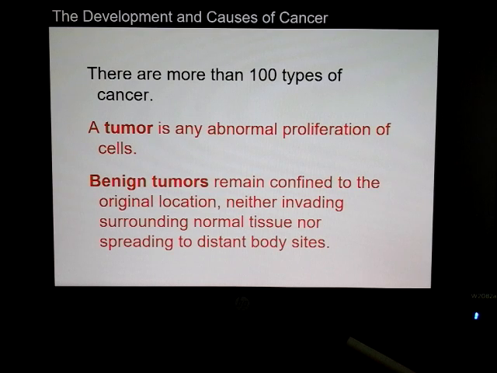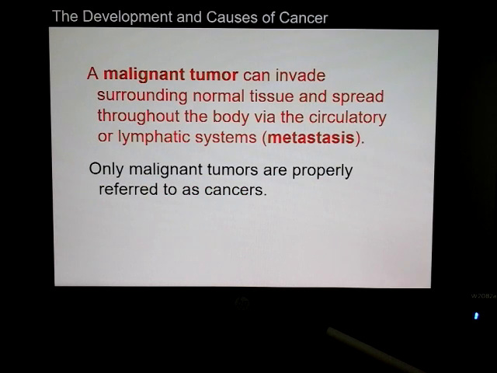Now, benign tumors remain confined to the original location, and they're neither invading surrounding tissue, nor do they spread to other parts of the body. Now, a malignant tumor can invade surrounding normal tissue and spread throughout the body. And this particular process, when it gets through the circulatory and lymphatic system, is called metastasis.